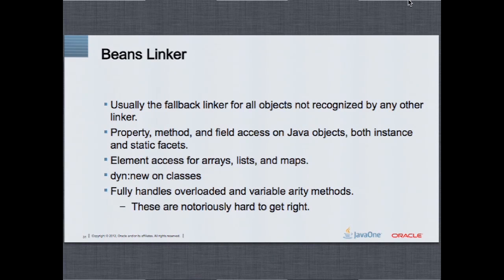As I said, we have a beans linker, which is the fallback linker for everything that's not recognized by any other linker. And it provides you element access for arrays, lists, and maps, full method, field, and property access on Java objects, and on special objects that are exposed as the static facet of the application. I'm not using the java.lang.Class object as the static facet of the application. Rather, we have a separate representation for something that can be invoked as a constructor and that exposes the static methods. Completely handles all the overloaded and variable arity methods. These are notoriously hard to get right, so I usually pitch this as the biggest selling point of the library.